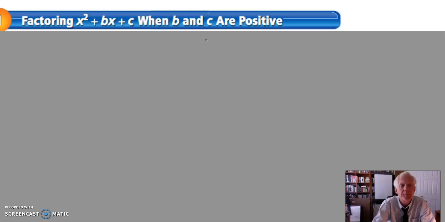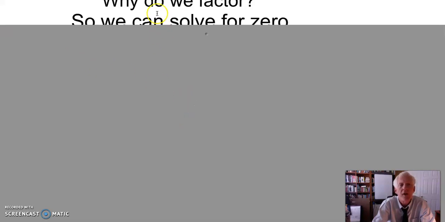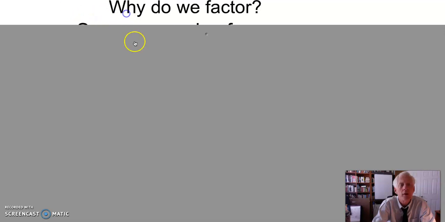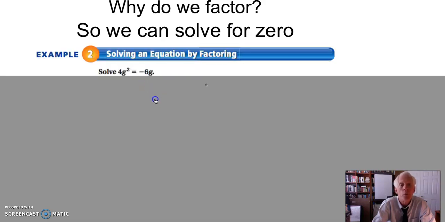The next thing we did is, the question is, why do we factor? Why do we do all this factoring stuff? We are factoring so we can solve for zero. And that's how we solve quadratics, is solving for zero. So we've done this also.